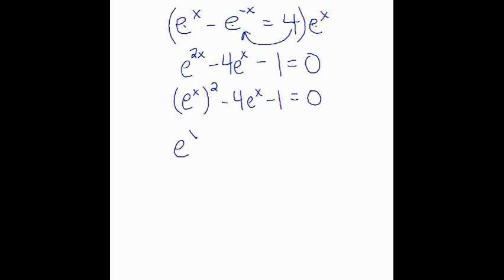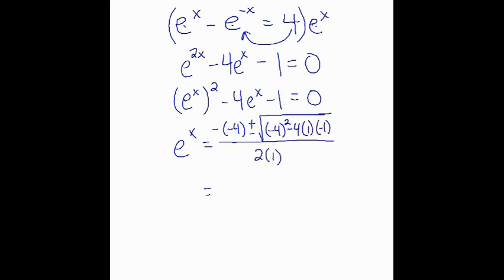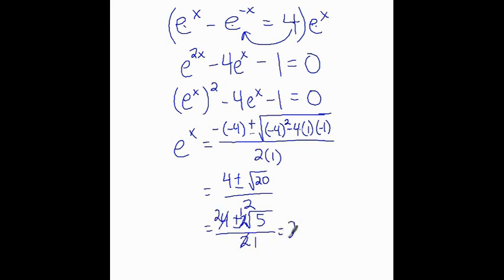So I'll set up my quadratic formula. E to the x equals negative 4 plus or minus the square root of negative 4 squared minus 4 times 1 times negative 1, all divided by 2 times 1. We get a positive 4 out of that first term. We get 16 plus 4 is 20, so that's root 20 over 2. 4 plus root 20 becomes 2 root 5 over 2, and then we can cancel, cancel, and cancel. We get 2 plus or minus root 5.